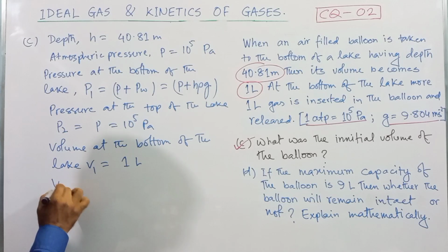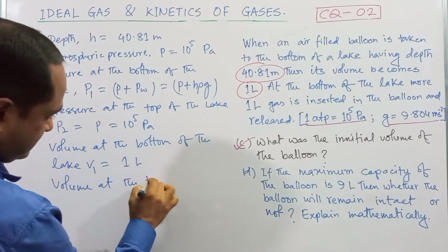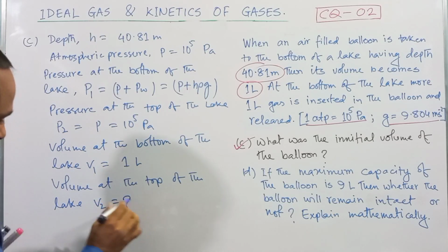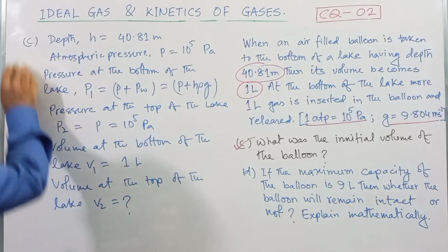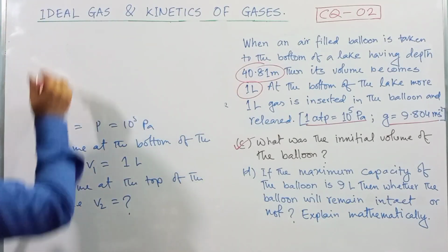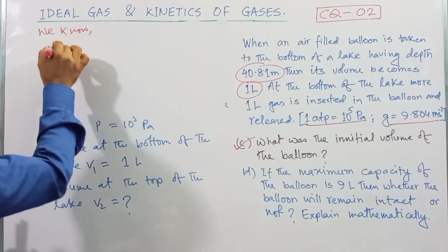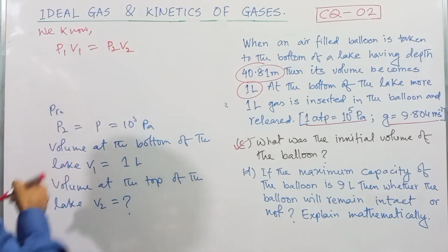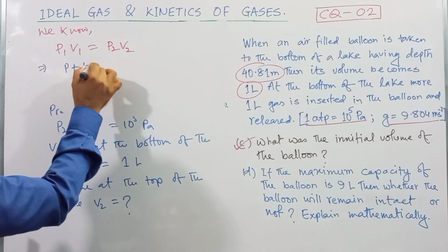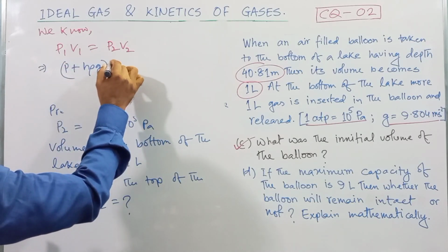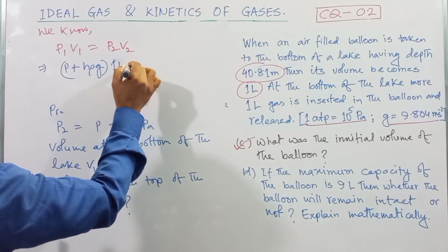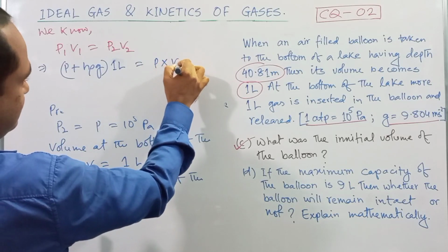Okay. So volume at the top of the lake, V2 is equal to what? Dear student, here we use the same expression, that is, we know P1 V1 is equal to P2 V2, right? Here P1 means P plus H rho G, into V1 means 1 liter, is equal to P2 means P into V2.